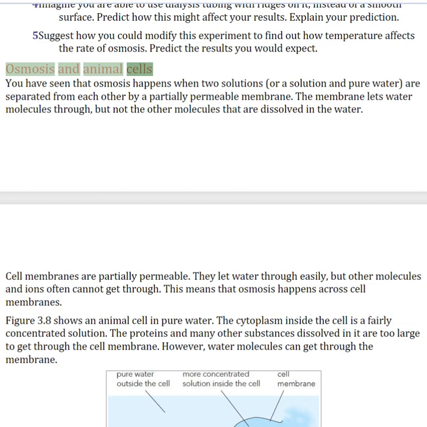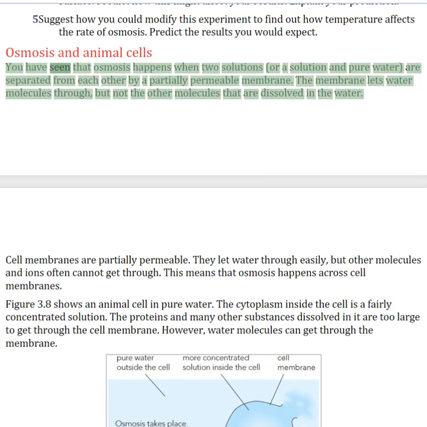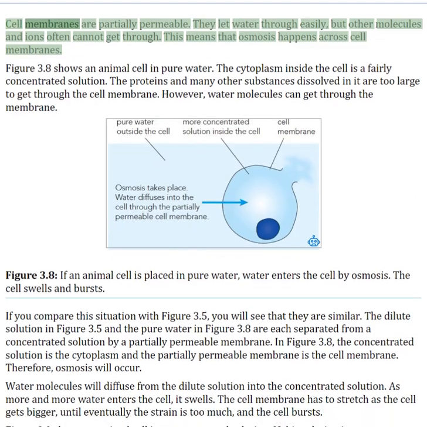Osmosis and animal cells. You have seen that osmosis happens when two solutions are separated from each other by a partially permeable membrane. The membrane lets water molecules through, but not the other molecules that are dissolved in the water. Cell membranes are partially permeable. They let water through easily, but other molecules and ions often cannot get through. This means that osmosis happens across cell membranes.